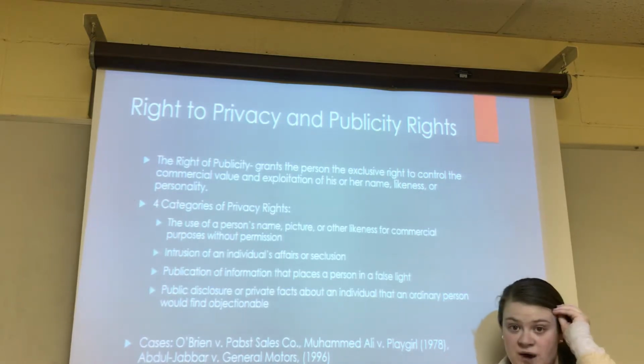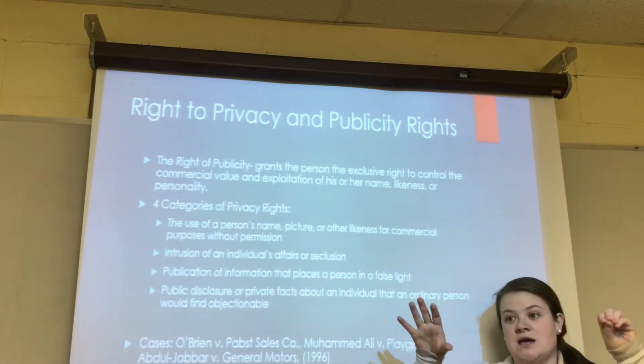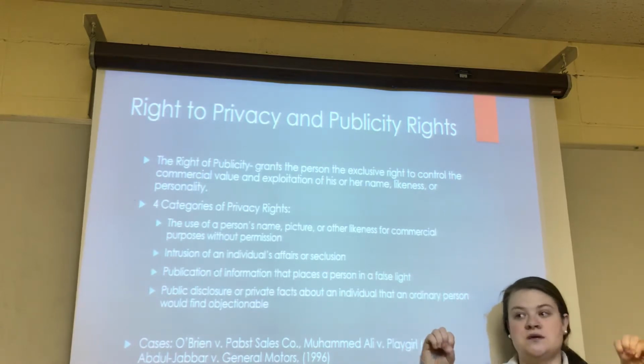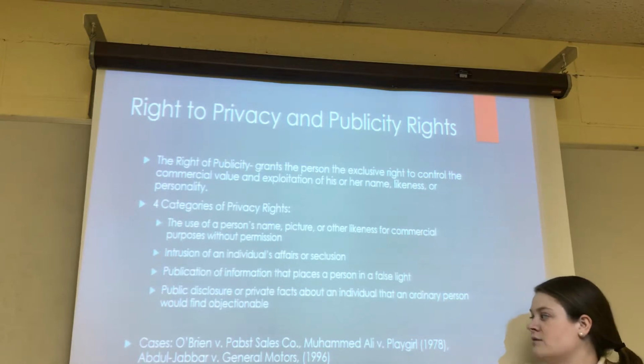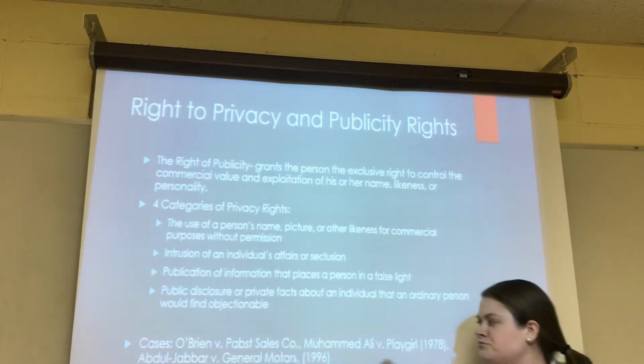Is this a violation of privacy? Okay, so we have defamation and privacy rights. Those are two separate intentional torts that are involved, but a lot of times they do cross over. So these are really interesting cases.